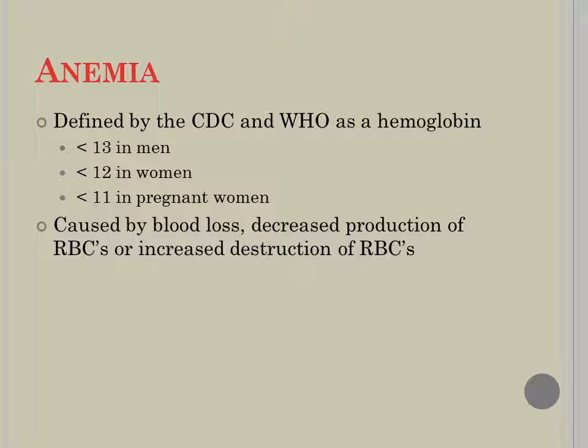But as a rule of thumb, the estimated level of hematocrit is 3 times the value of hemoglobin. So for example, if you have a patient who has a hemoglobin level of 13, then you can estimate their hematocrit to be about 39%.